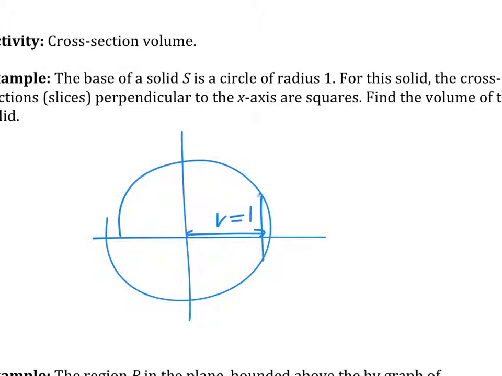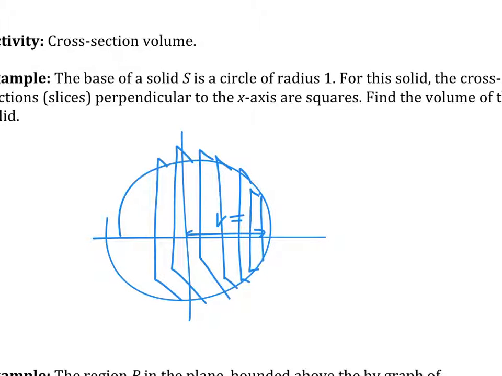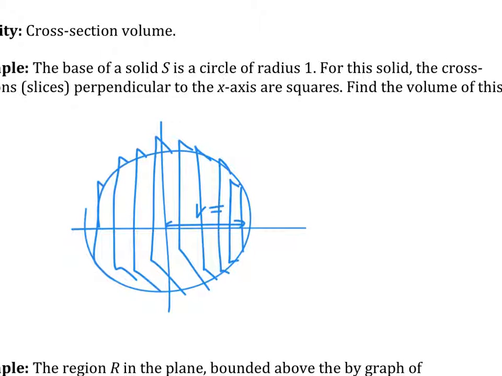Sorry about my drawing. So I'm creating some squares that are perpendicular to the x-axis. You don't have to draw the squares, they're not very nice looking. But basically, you can think of it as coming out towards you like a square, just like the ones you created. The base itself is a circle and the squares come out towards you. Okay, so we need to figure out the volume of this solid.